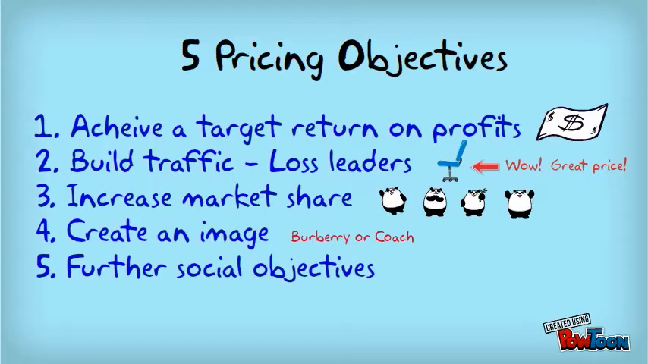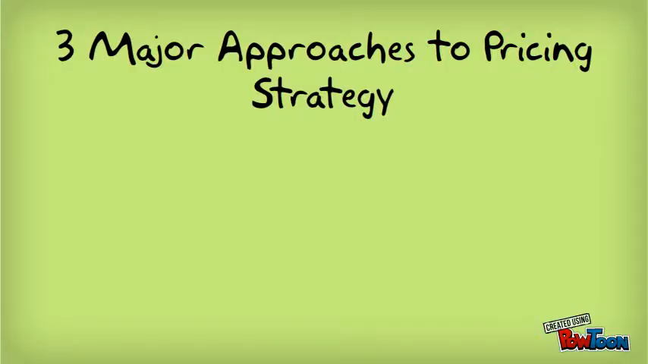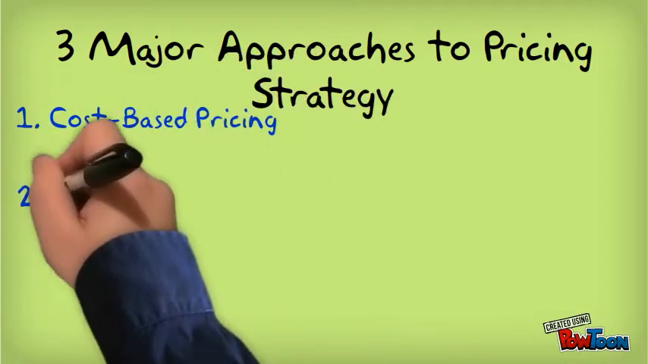Lastly, we have furthering social objectives. For example, an organization might set a price really low so that people can afford it. A good example of this is that the government might subsidize a farm so that milk and bread costs can be lower. Now we'll move on to the 3 major approaches to pricing strategy, and the first is cost-based pricing.